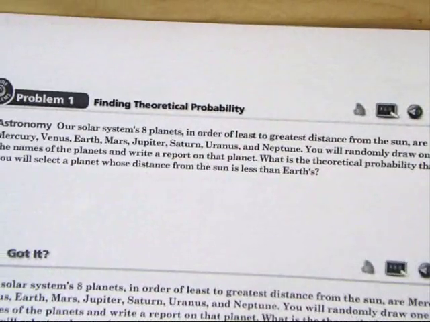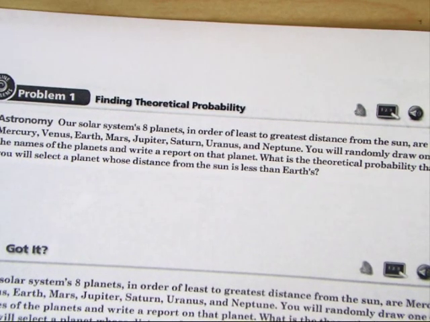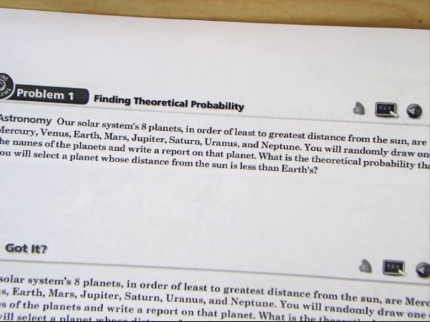Problem number 1. Our solar system's 8 planets in order of least to greatest distance from the Sun are Mercury, Venus, Earth, Mars, Jupiter, Saturn, Uranus, and Neptune. No more Pluto. You will randomly draw one of the names of the planets, and you're going to write a report of that planet. What is the theoretical probability that you will select a planet whose distance from the Sun is less than Earth? So we're going to write this all together.